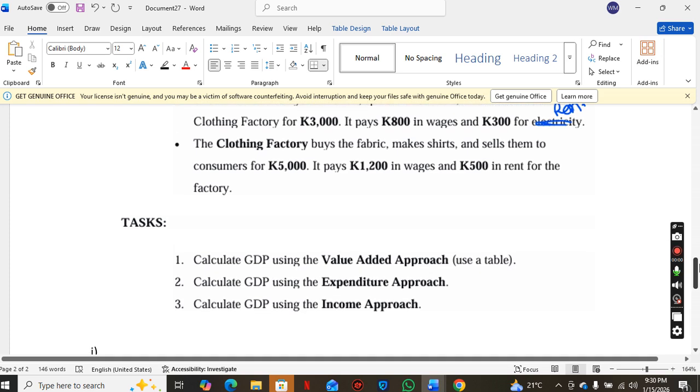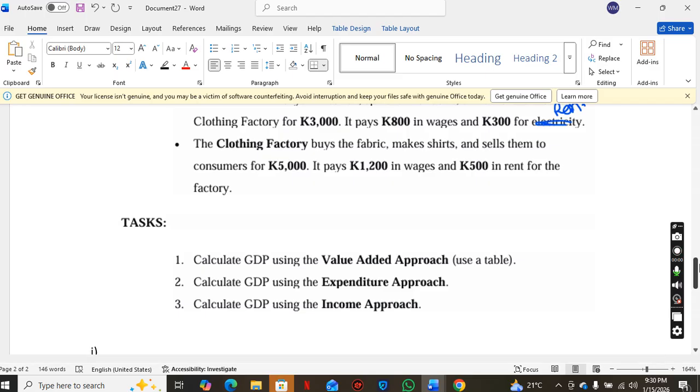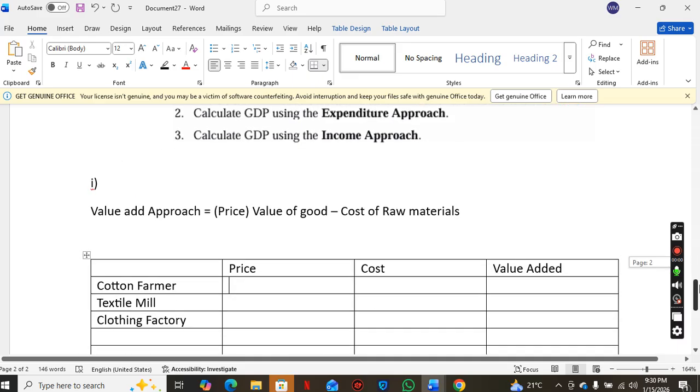So we need to calculate the GDP using the value added approach, the expenditure approach, and the income approach. These approaches have to give us the same GDP. According to that circular flow diagram, we're supposed to get the same value for the GDP. So we're going to start with the value added approach.